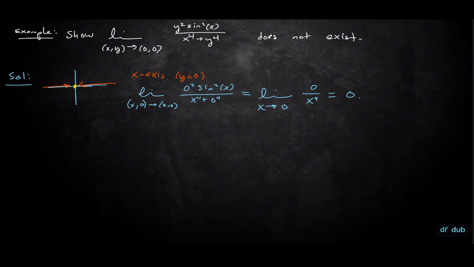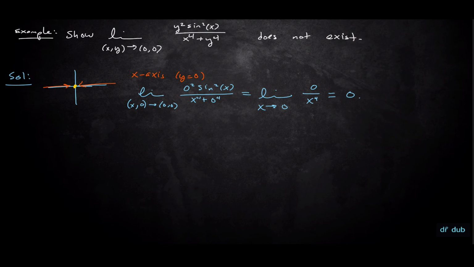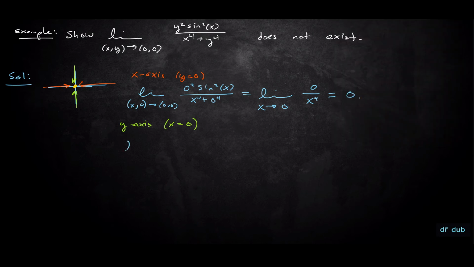So along the x-axis, the limit is 0. Let's try along another axis. I'm going to try the y-axis. So along the y-axis, that's where x is equal to 0. So if I try along the y-axis, I get the limit as (0, y) goes to (0, 0). And so that's going to be y squared sine squared of 0 over 0 to the 4 plus x to the 4. Sorry, y to the 4.